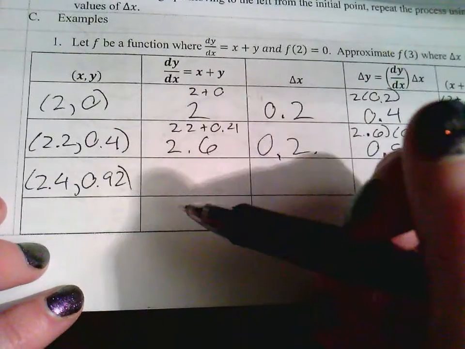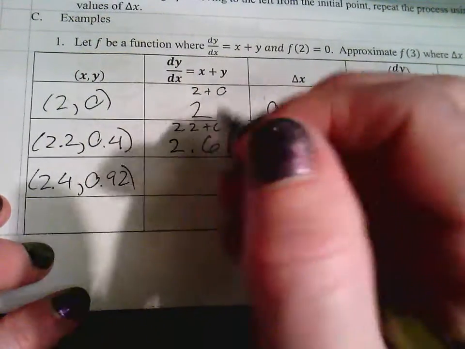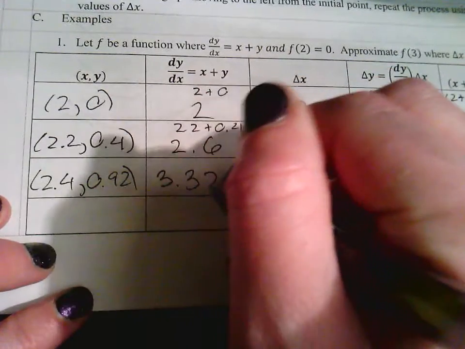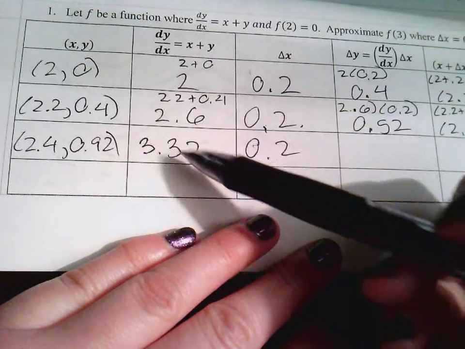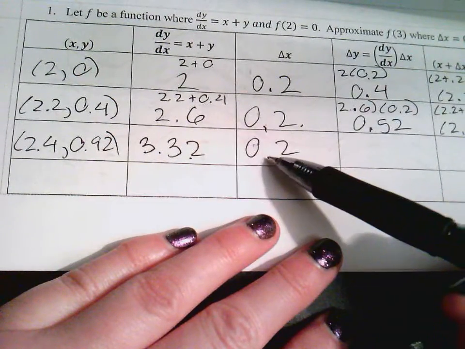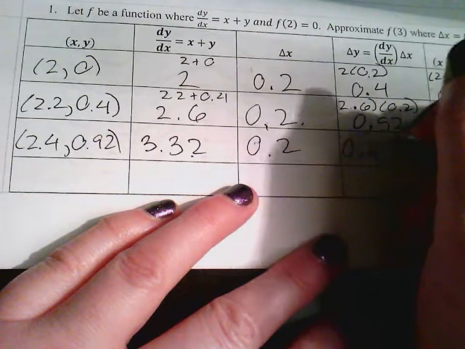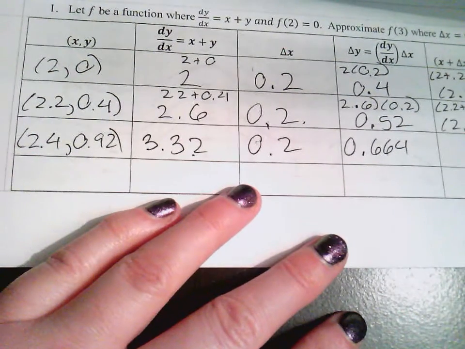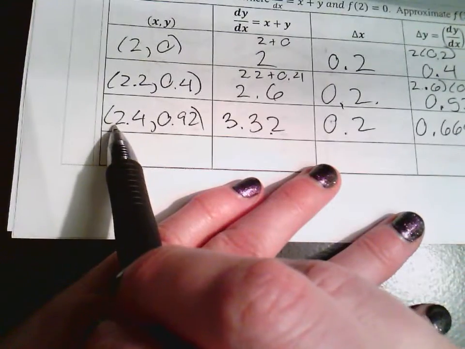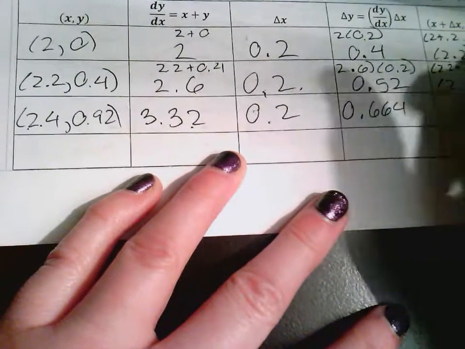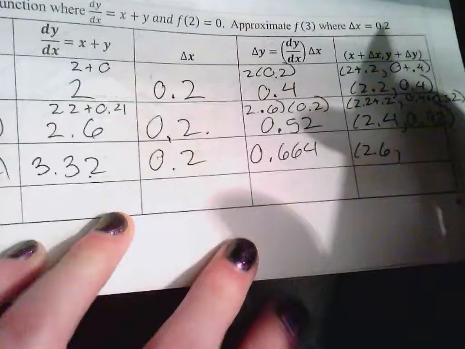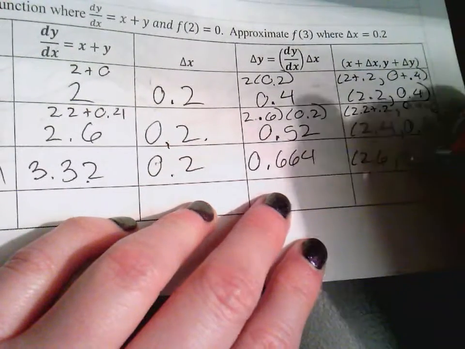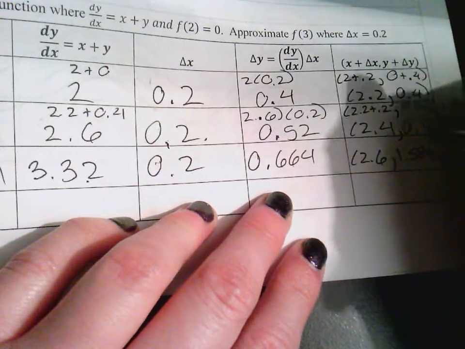x plus y, 2.4 plus 0.92 is 3.32. Change in x is 0.2. Change in y is 3.32 times 0.2, which is 0.664. x plus change in x is 2.4 plus 0.2, which is 2.6. y is 0.92 plus change in y, which is 0.664, which is going to be 1.584. Okay, we're almost there.